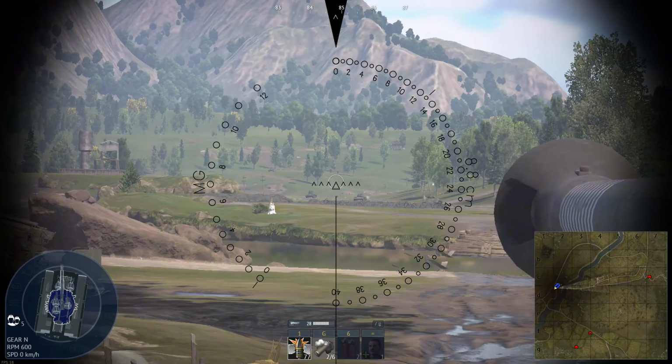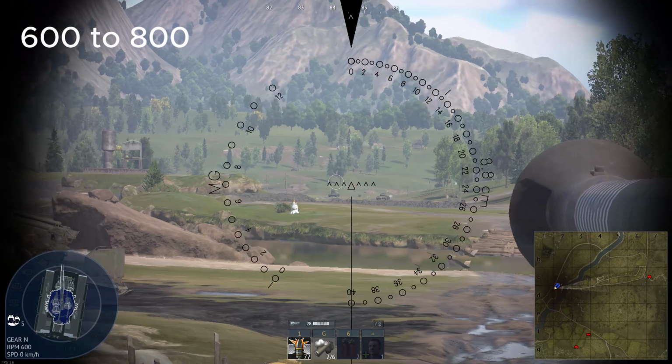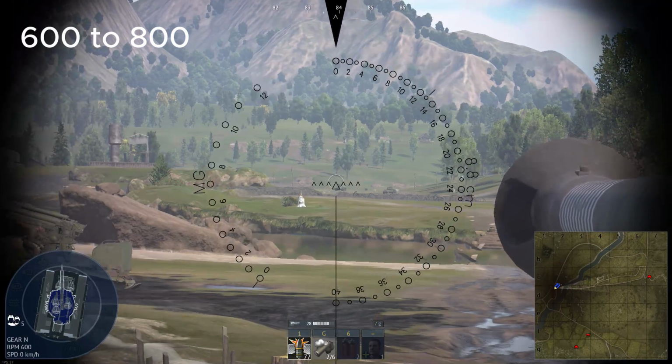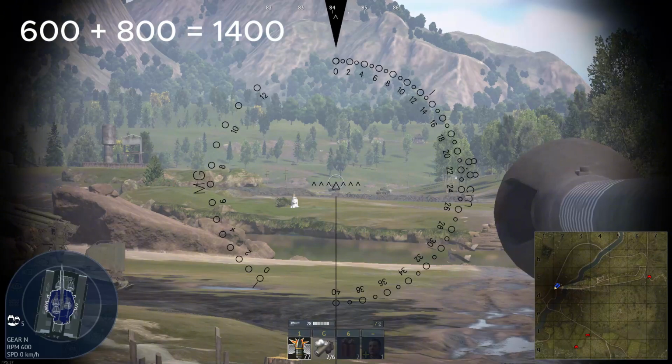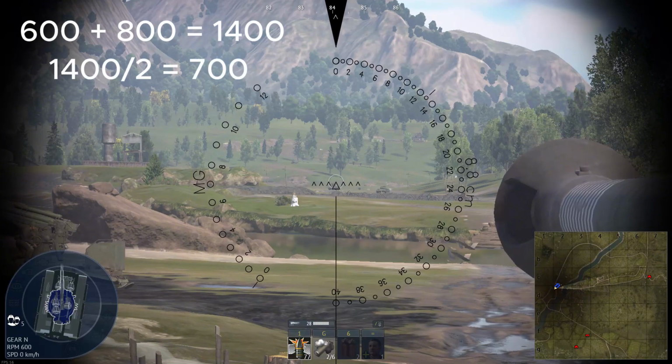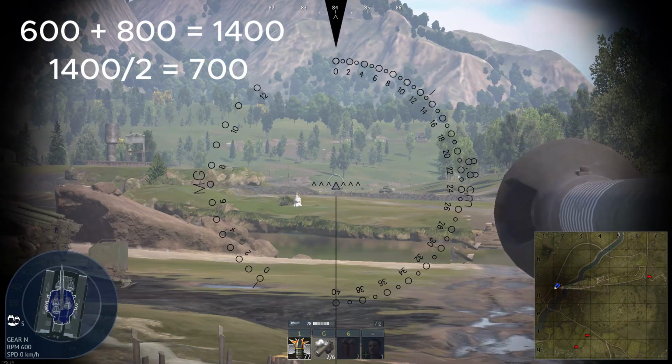So here's how this method works. You choose your target and you estimate the range your enemy is at. For example, let's use that KV-2. I am assuming it's between the range of 600 to 800, which we then take the mean of. So 600 plus 800 is 1400, which we then divide by 2, so we end up with 700 meters is what we estimate.